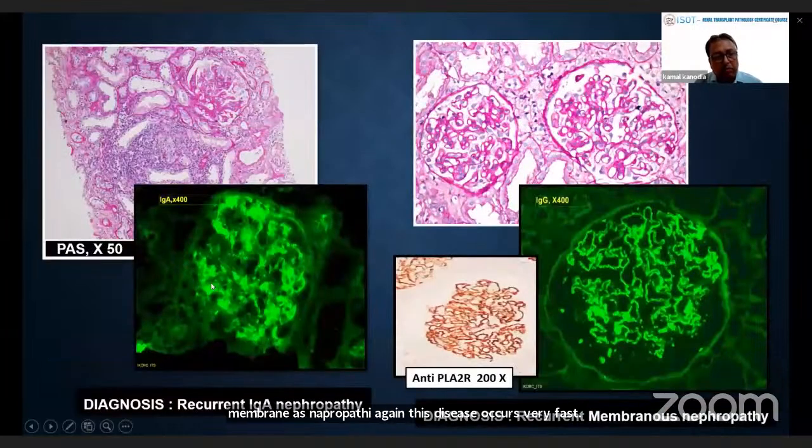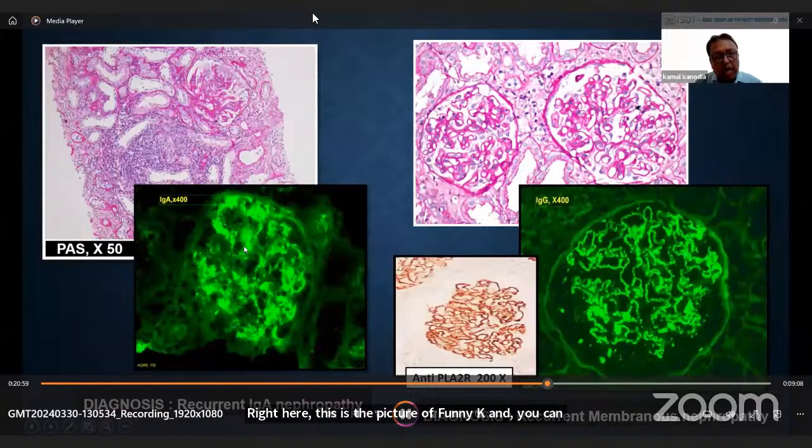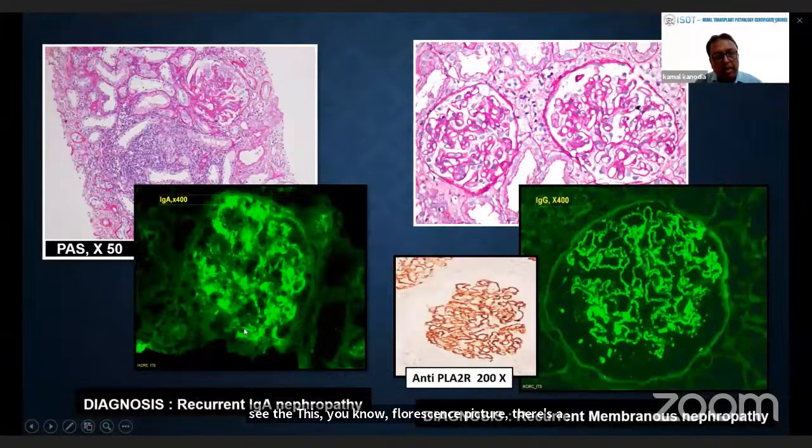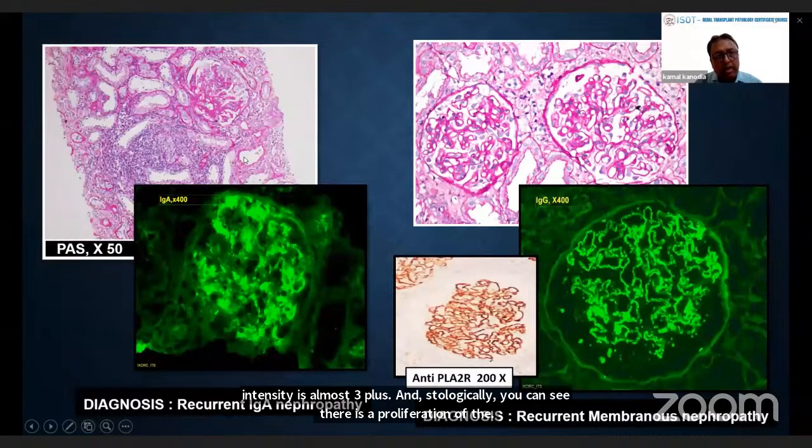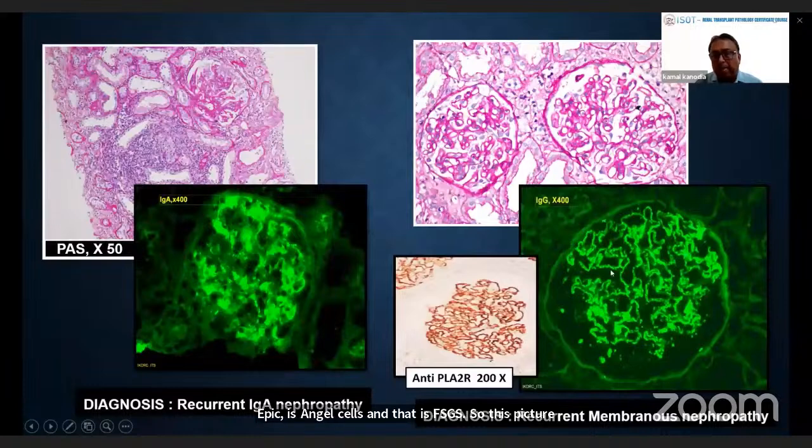Here is a picture of recurrence of IgA nephropathy. You can see this immunofluorescence picture. There is deposition of IgA in the mesangial region, with intensity of almost 3+. Histologically, you can see proliferation of mesangial cells, and there is FSGS. So this picture suggests recurrence of IgA nephropathy.